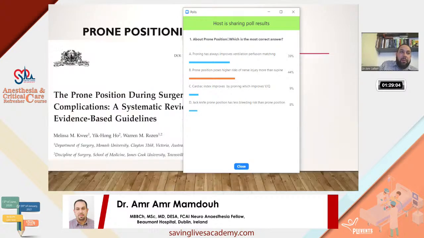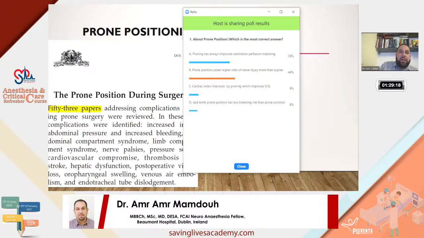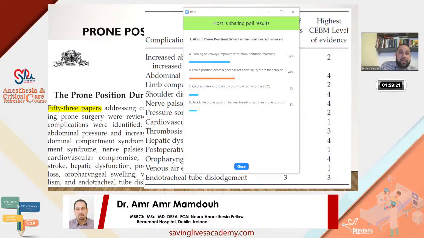And talking about the other side, which is the complications of prone position. This is a very nice systematic review discussing only the prone position. Surprisingly, they included about 53, and the most discussed complication of prone position was the post-operative vision loss, which is very rare. It is a very rare complication, but it is very devastating as well, and we will discuss that in a moment. But other than that, the commonest to happen is the cardiovascular compromise. These are the most common.